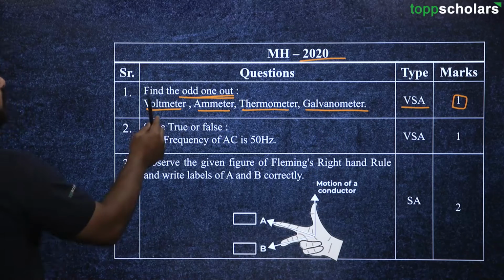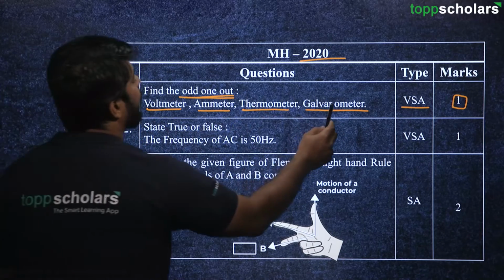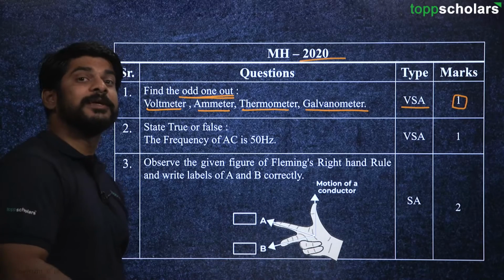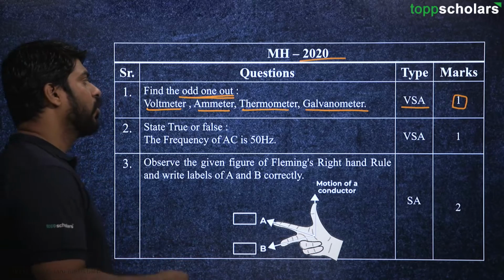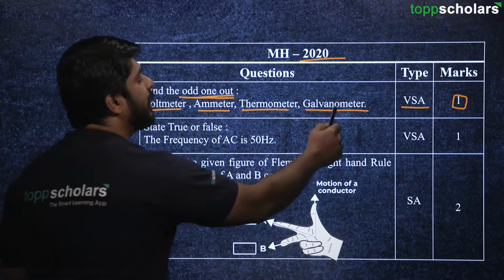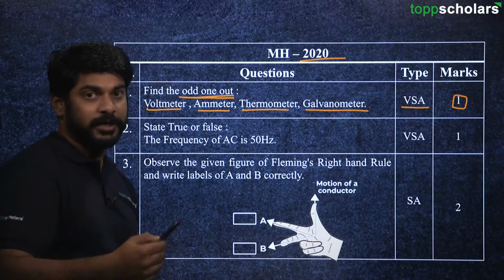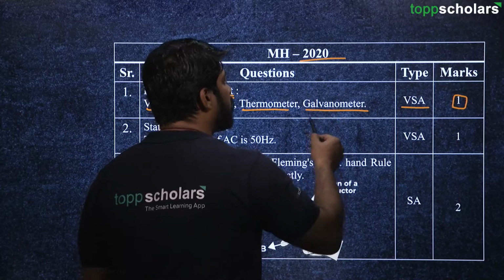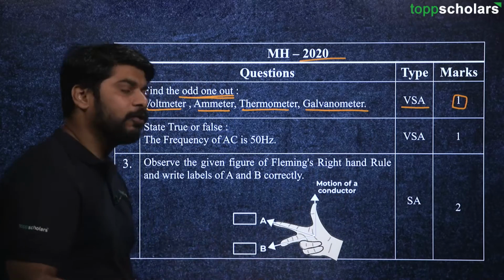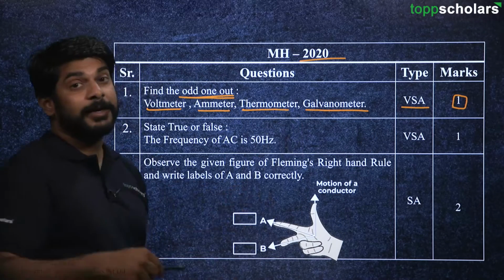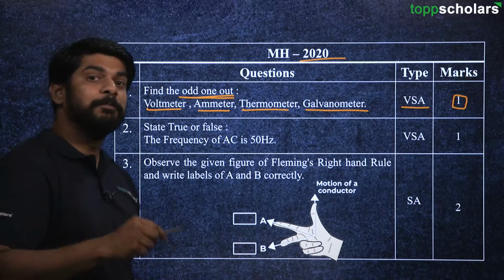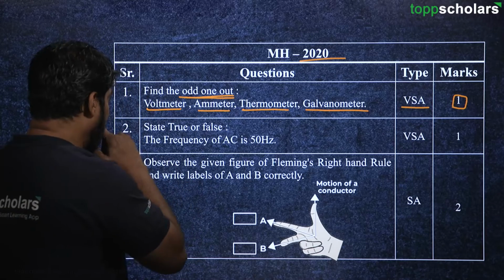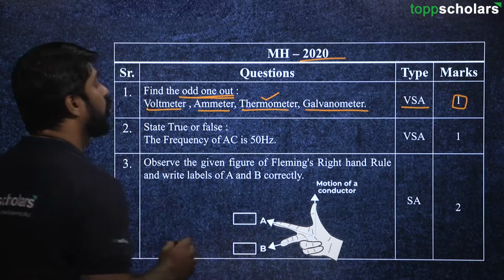So here this voltmeter, ammeter and galvanometers, these are those devices which are used in an electrical circuit for measurement of current, voltage, and this is also used for measuring current. Basically, ammeter and voltmeters are working on the same principles as that of galvanometers, but thermometers are different. They are used for measuring a thermodynamical property called temperature. So that's why here the odd one is thermometer.